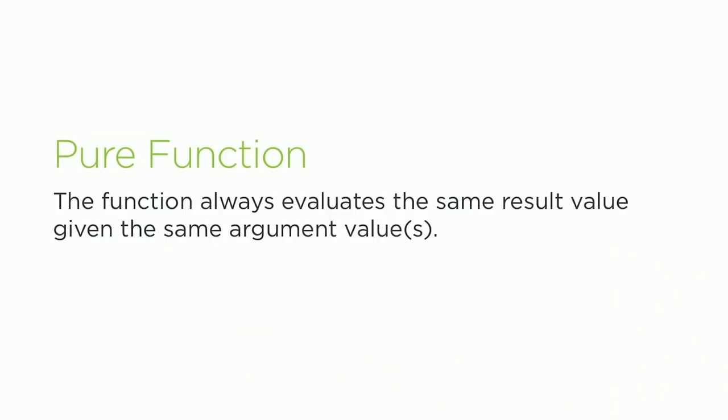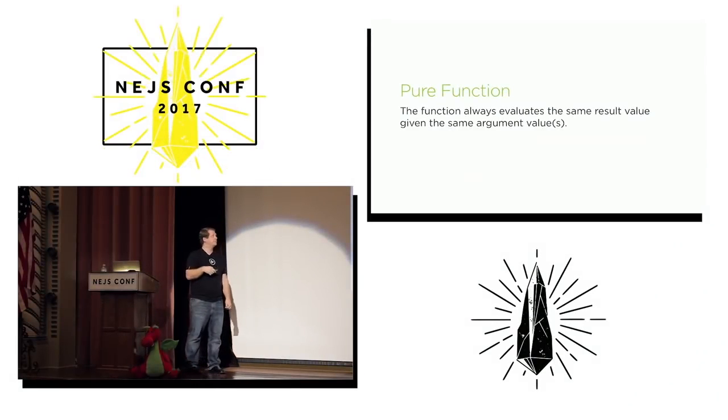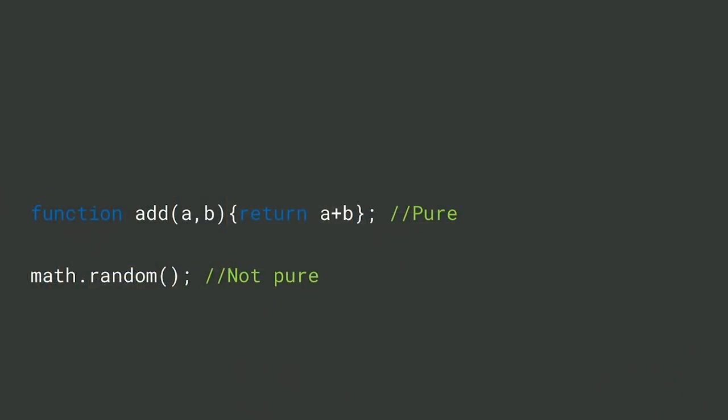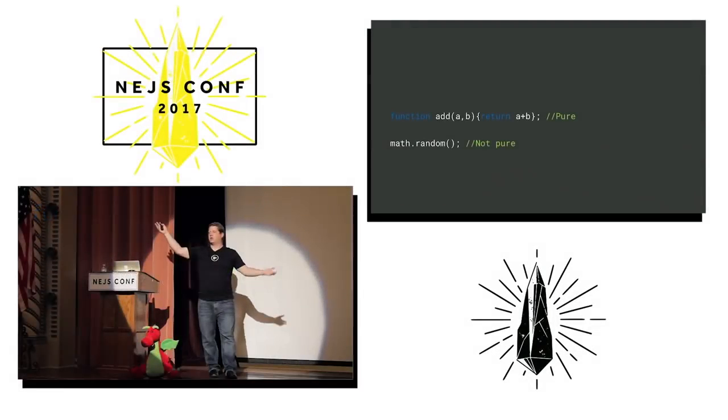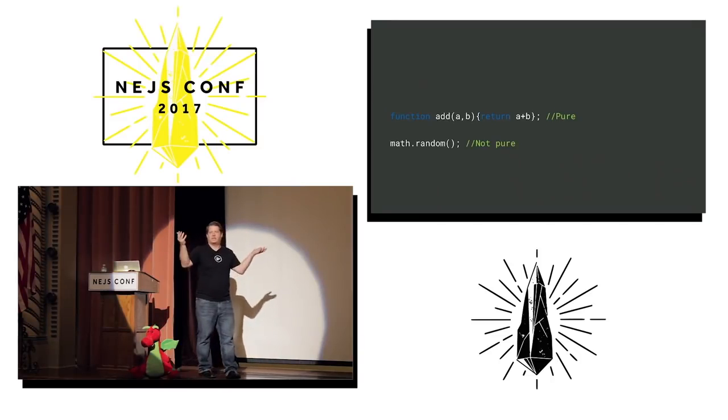One, it always evaluates to the same result, given the same arguments, period, no exceptions. If you call this function with 1 and 2, you get the same result every time. Function add a, b, that's a pure function. Math.random, pure function? No. Why? Because it returns something different every time. That's the whole purpose of Math.random. Don't go functional style on random, because that doesn't work. It's not what you want.